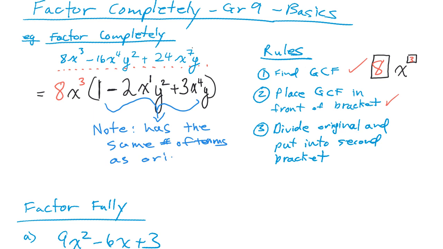As original, as what we see in the original. So if you think about it, when you look at this original one, there's 1, 2, 3 terms: 8x cubed minus 16x squared plus 24x to the 7y. Now, that ensures that when we do our GCF factoring, we end up with 3 terms in the brackets. If you only have 2, then you know you've got something wrong.